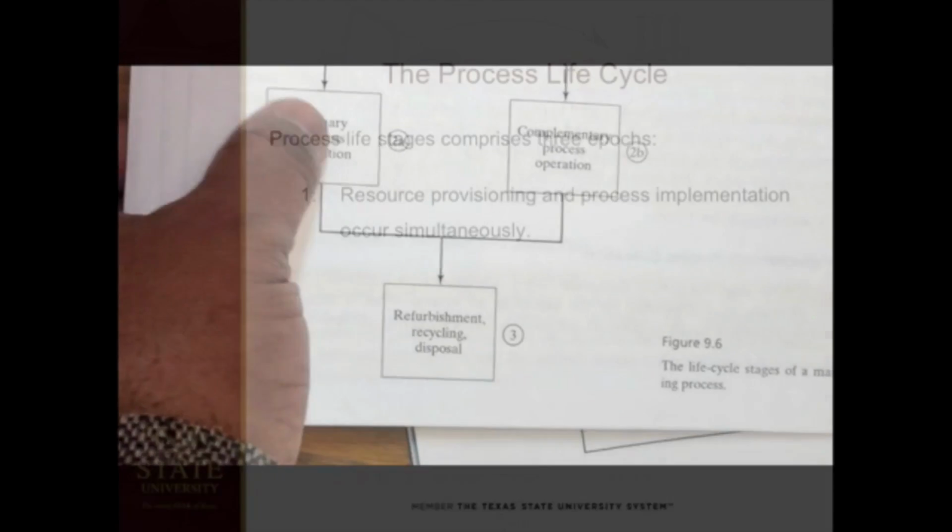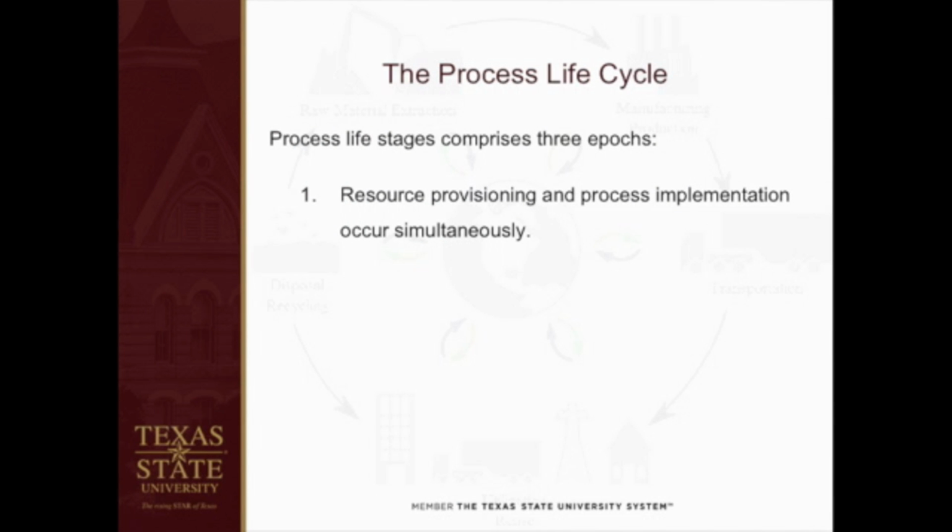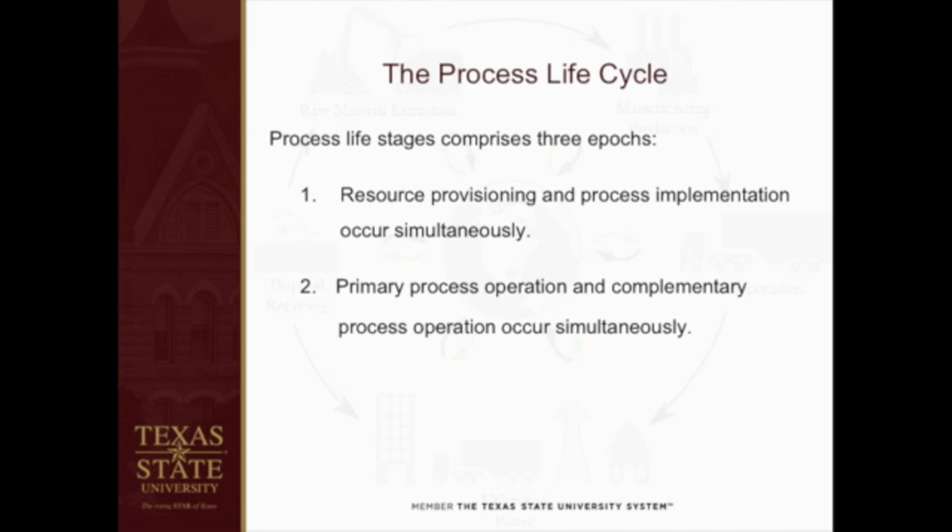So that's what happens, and that is what this PowerPoint says. Resource provisioning and process implementation occur simultaneously, early part of the life cycle. Once you have your process installed and ready to go, the primary process and secondary process, which is the actual process that makes the product, happens.